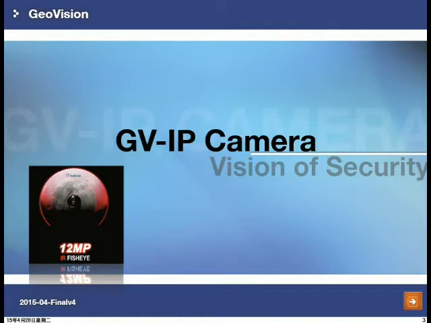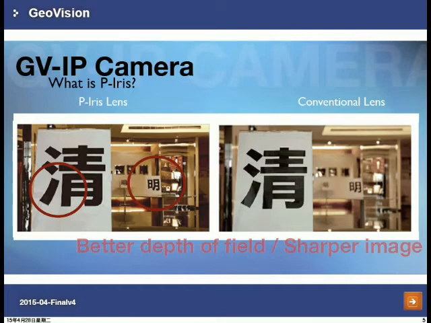Let's start with the first topic, GeoVision IP camera. So what is P-Iris? Basically, a camera with a P-Iris can provide a better depth of field and a sharper image. Let's take a look at the pictures here. On the left-hand side, this is a picture taken by the camera with the P-Iris lens. And on the right-hand side, this is a picture taken by the camera with a conventional lens. It is obvious that on the left-hand side, the picture with the red circles, you can tell it has a better depth of field and a sharper image compared with the right-hand side picture.